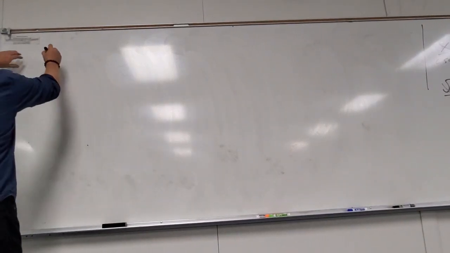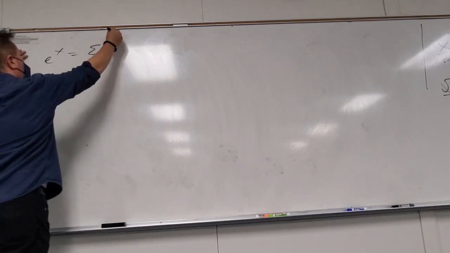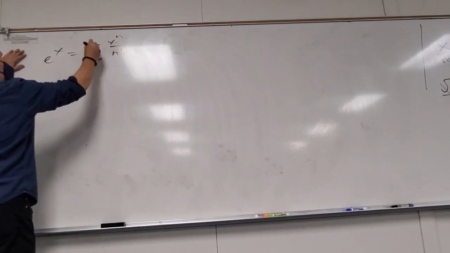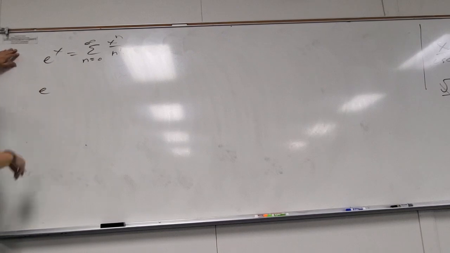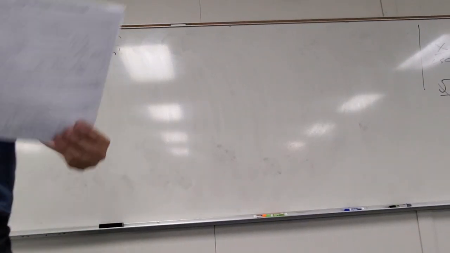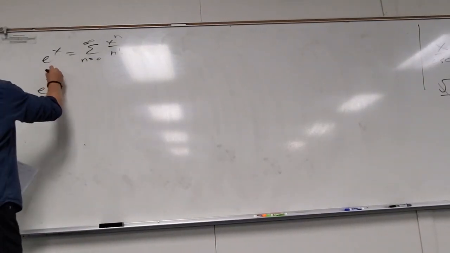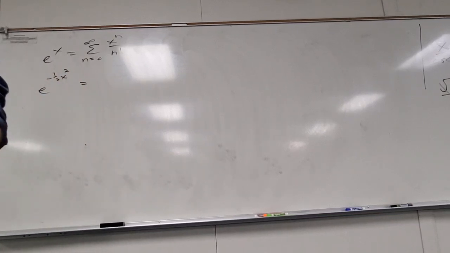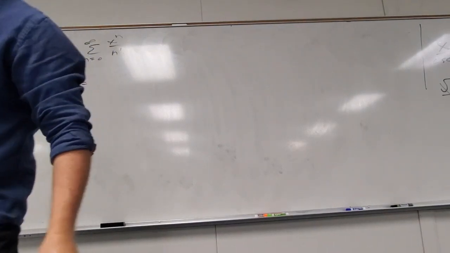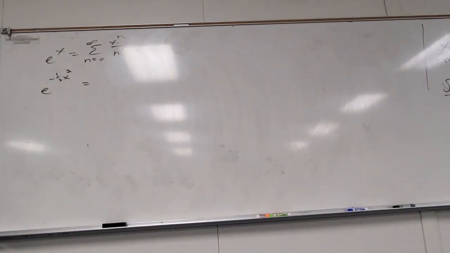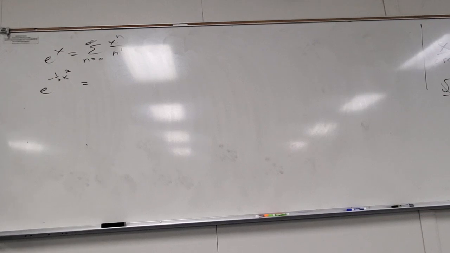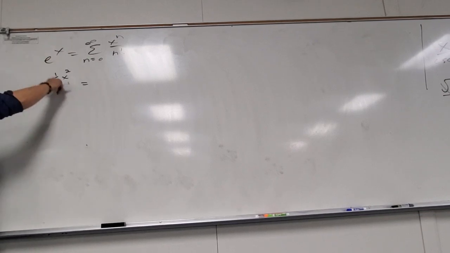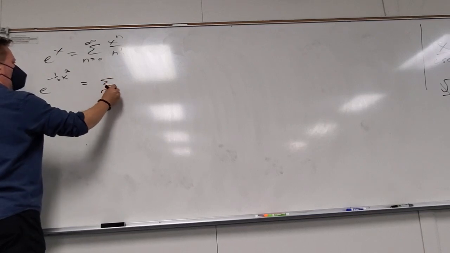So I give you e to the x and I ask you to write, what was it? Negative 1/2 x squared. So why is that, at least the first step, desperately simple? You just substitute. Wherever you see an x, you're going to put this instead. So the first step.